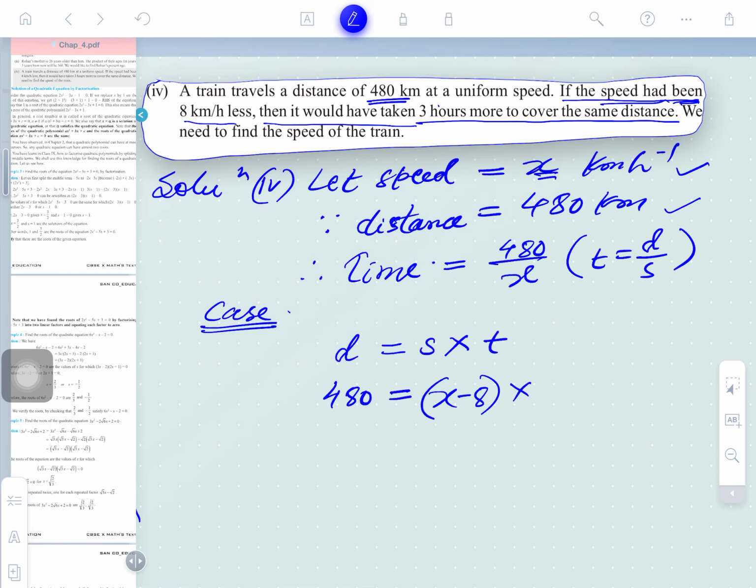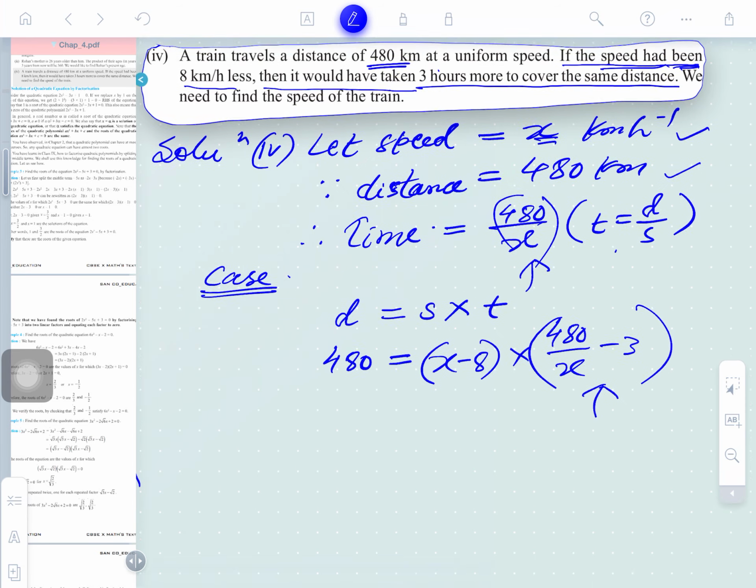into what is t? The time t is here, 3 hours. So the 3 hours is not here; the time t is this. So what is the case saying? The time is 3 hours more. Where is the time? This is the time here. So in that case he will take 3 hours more, that is minus 3.